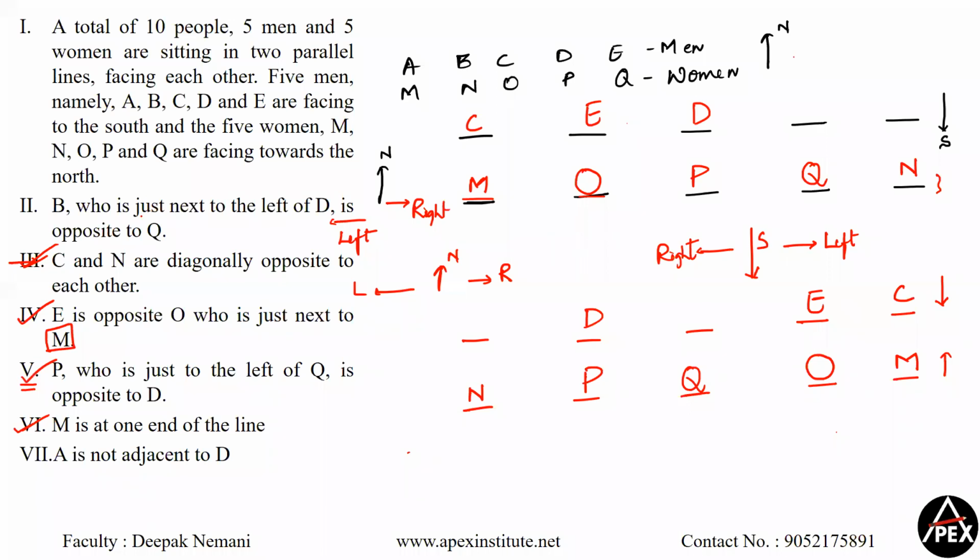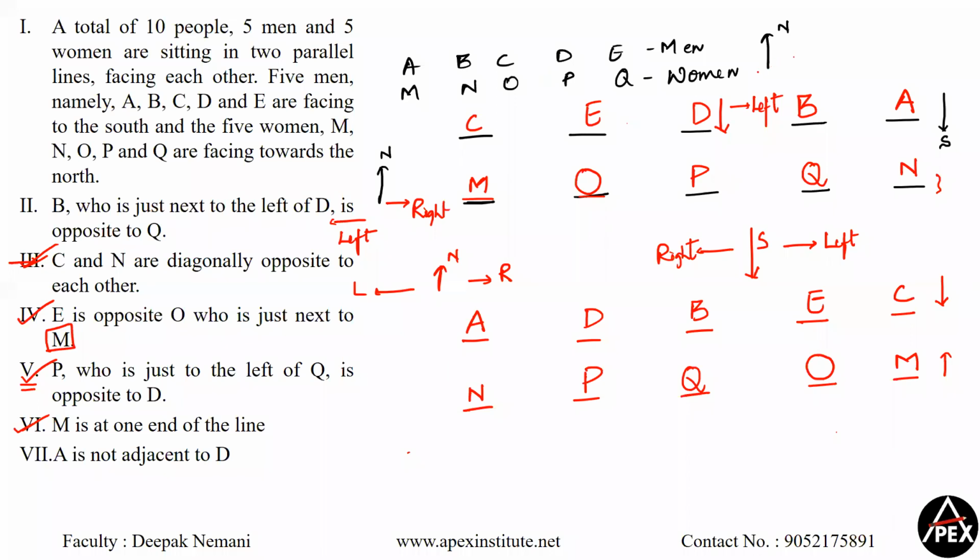Now B, who is just next to the left of D, is opposite to Q. So this is left. So B will be here. B is just to the left of D. Okay, this is not right because D is facing the opposite direction. So this will be left only. Please don't get confused. And who is left? A here and A here. But do we have two possible cases?